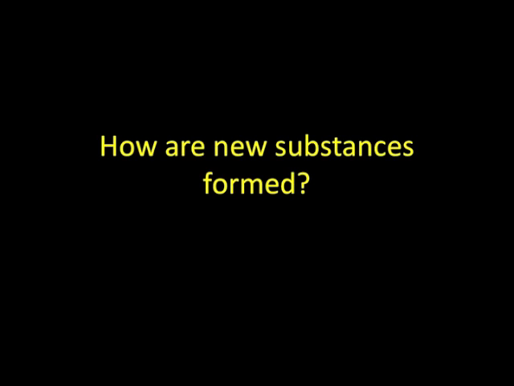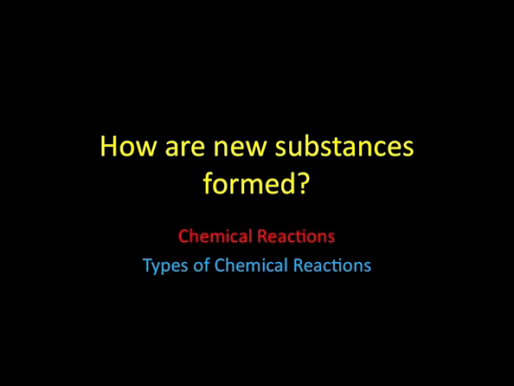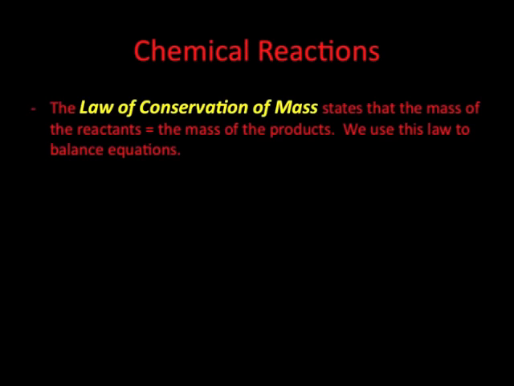All right, we're going to talk about how new substances are formed. We're going to be discussing chemical reactions and the types of chemical reactions that we'll be dealing with this year. When chemical reactions occur, chemical bonds between atoms are broken and created, and that results in a new arrangement of atoms. Atoms never disappear.